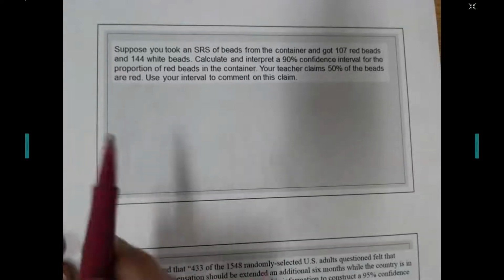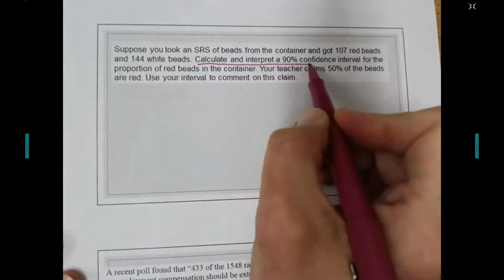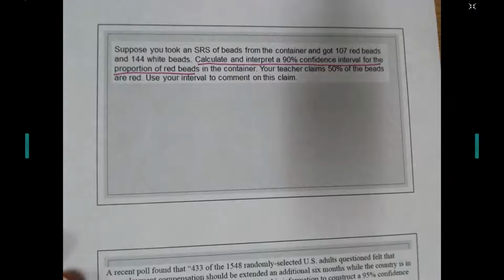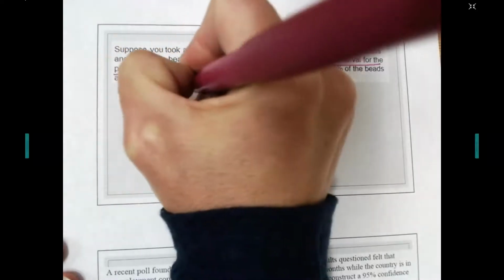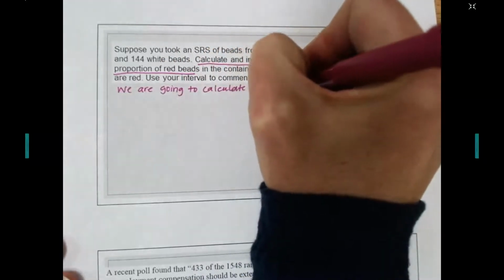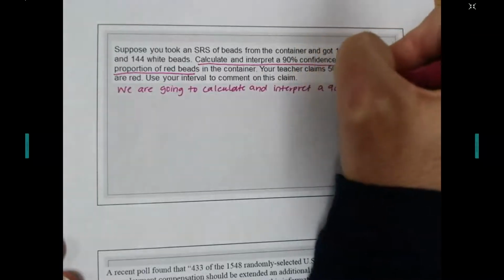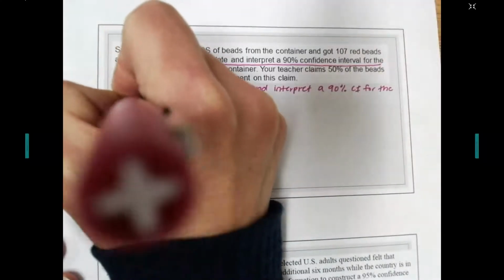Okay, so what are we doing here? Well, we are going to calculate and interpret a 90% confidence interval for the proportion of red beads in this container.